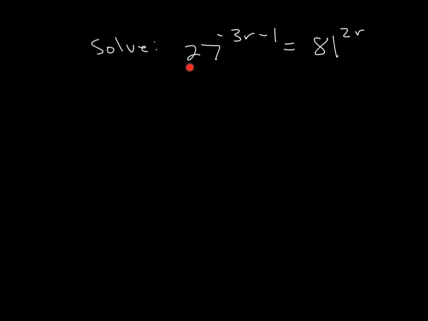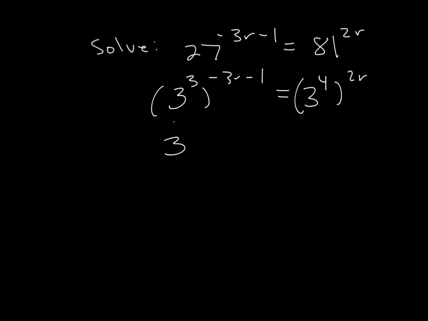On this one, you stare at it, you see a 27 and 81. Once again, especially since the other examples I did, you should know that it's 3. And so 27 is 3 to the third power, and then it's still to the negative 3r minus 1. And then this is 3 to the fourth power to the 2r. But then, like I did on the last problem, this stuff can combine, so it's just 3 to a power, and then this is going to be 3 to a power. So it's really just going to be 3 to the negative 3 times (r minus 1) equals 3 to the 8r.